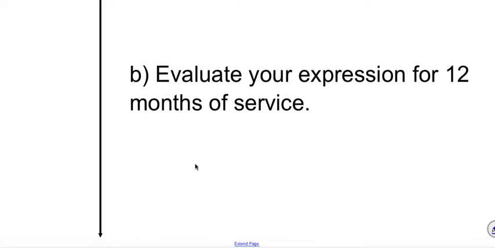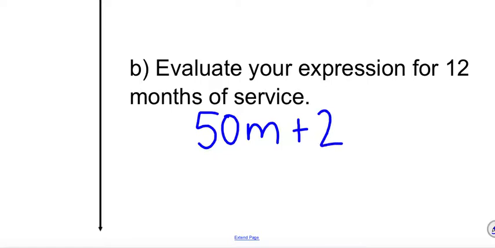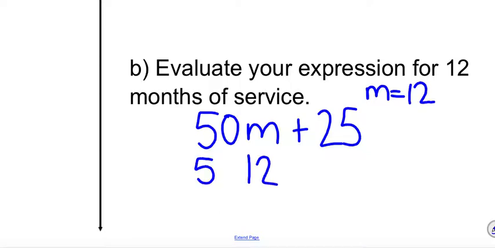Now, down here it says, what if you had your service for 12 months? Well, I know that it cost me $50 per month and that I had to pay that activation fee of $25. So what do I know now? Now I know that m equals 12. So I have to go back and take that 12 and put it in for this m. Remember, this does not stand for 5,012. It stands for 50 times 12. And then I'm going to add 25 onto that.